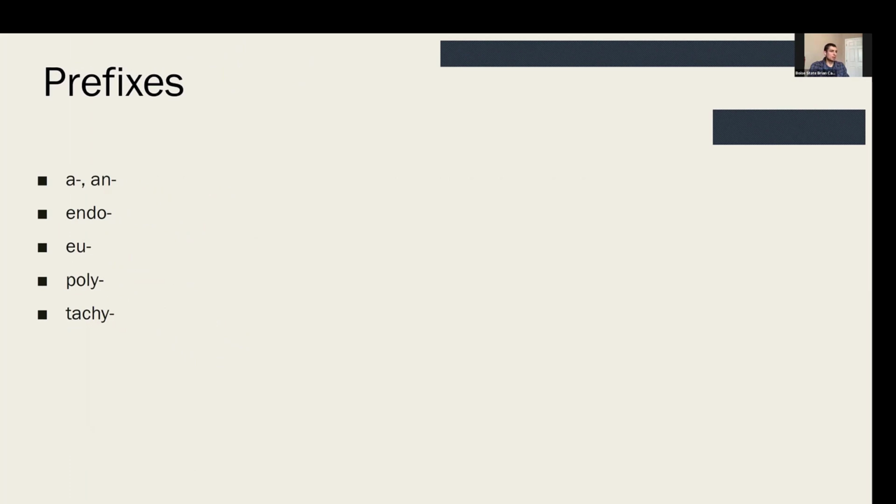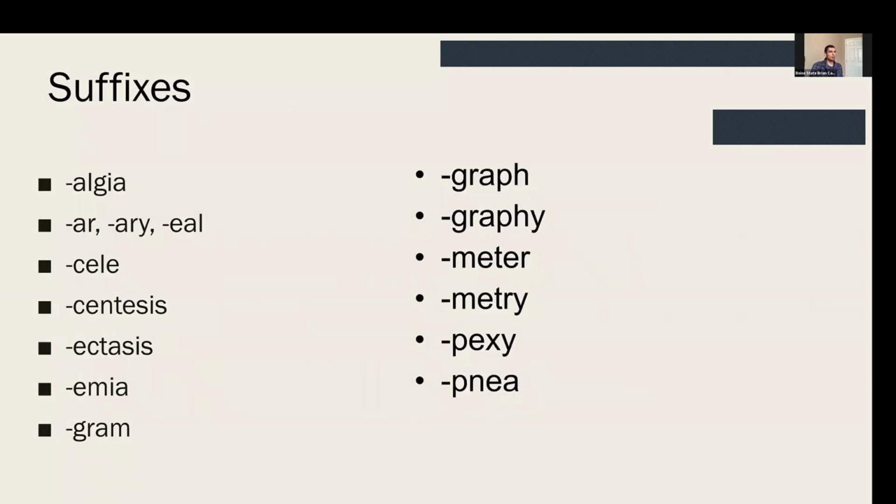The prefix eu just basically means normal. So a word that we're going to see here in a little bit is eupnea. A really weird word, but it just means normal breathing pattern. Poly meaning multiple, and tachy meaning excessive. Quite a few suffixes as well. These will make a little bit more sense when we actually combine them with the words, but a few that we've seen before, like emia, meaning a lack of, pnea for breathing, graph, kind of self-explanatory there.